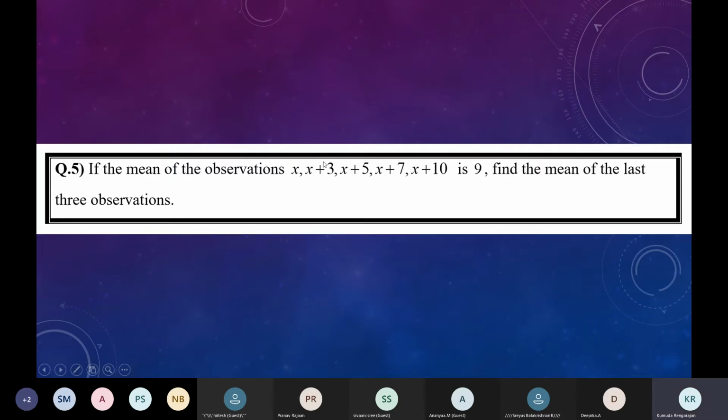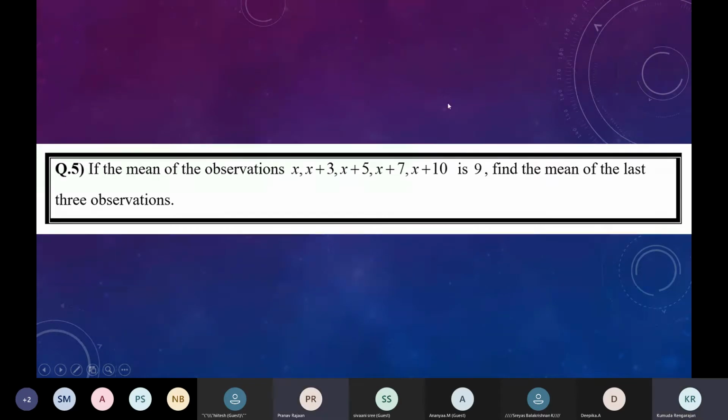So here we have 5 observations, and the mean of these 5 observations is 9. Given this, we need to first find the value of x and find all the observations. Once you find them, then you can find the mean of the last 3 observations.